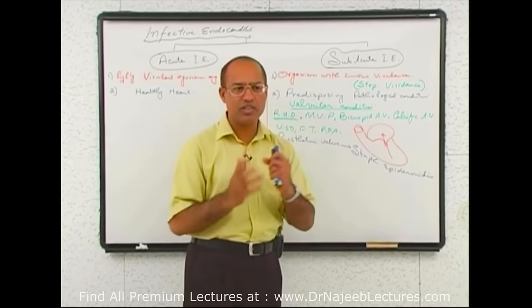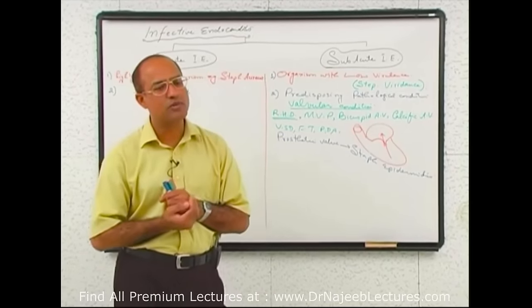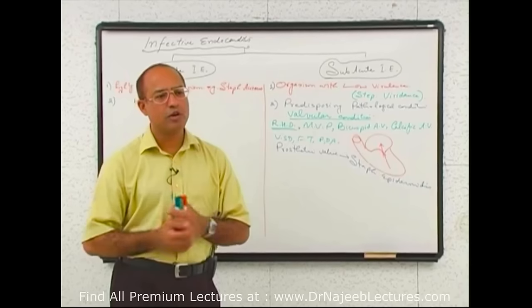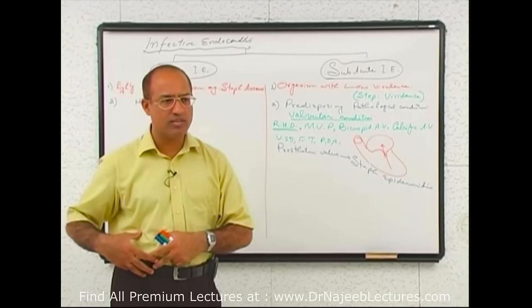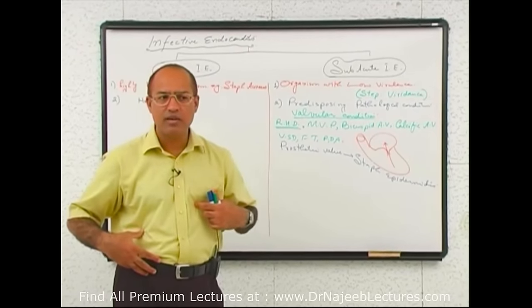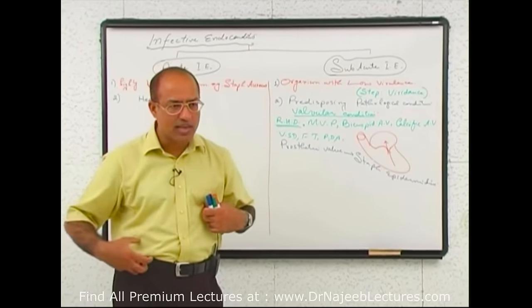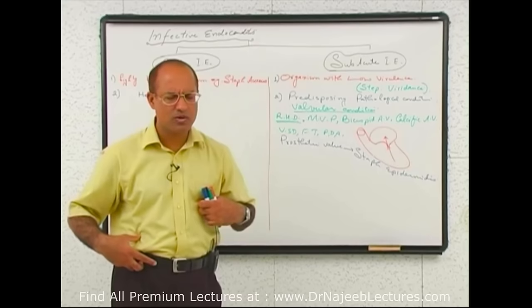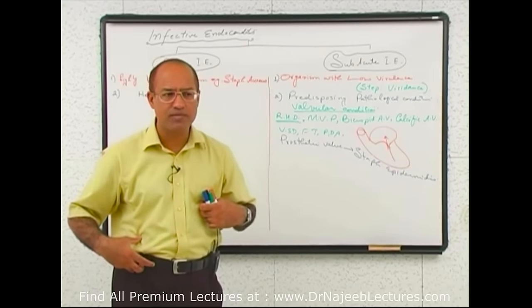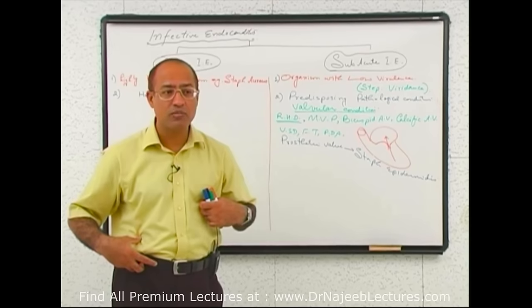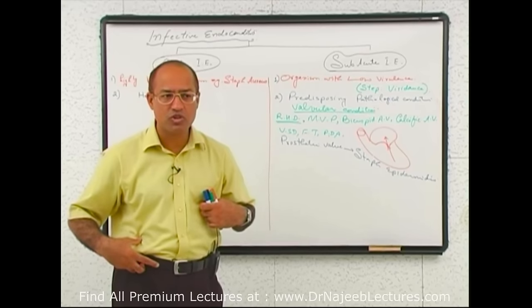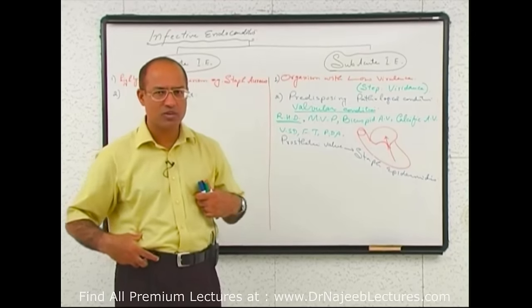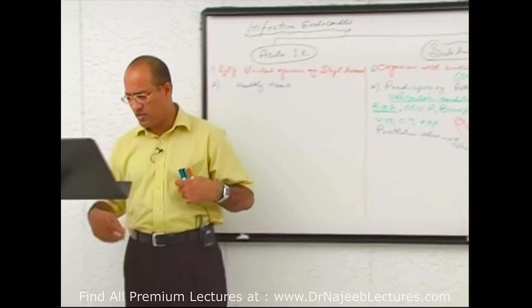Again, let me check your knowledge. If I ask you that there's a patient who comes with ulcerative colitis as well as infective endocarditis, or a patient who has colonic carcinoma as well as subacute infective endocarditis, what do you think? Which organism is most probable? Staphylococcus? Streptococcus, not staphylo. Streptococcus bovis. Is that right?